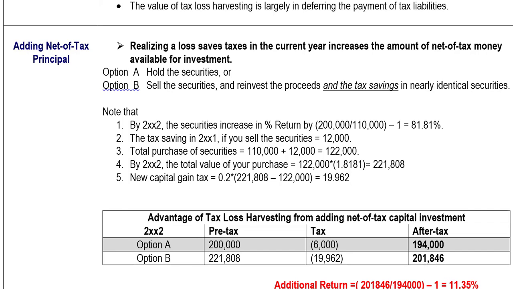If you calculate the additional return you have from the tax harvesting, $201,848 compared to $194,000, you have an additional 11.35% return. This is a lot of return, 11.35%. Just simply sell the security in year one, reinvest in year one, and putting the additional tax saving into the security, you're going to generate more return. In this case, by 11.35%. That's quite significant.